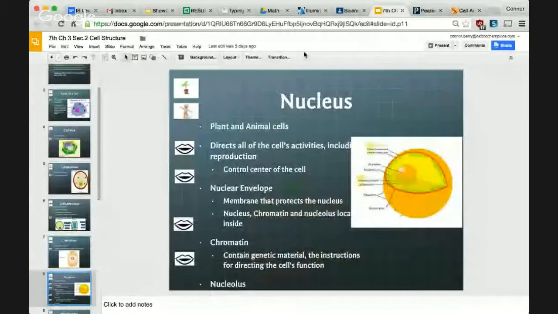Our next organelle is going to be the nucleus. Okay, all right, the nucleus. So the nucleus is the powerhouse of the cell, right? It tells everyone what to do. It directs everyone. It's sort of the control center, right? It says right here, the control center of the cell.